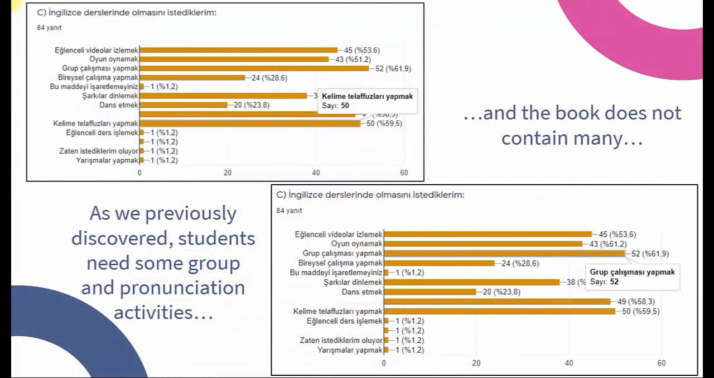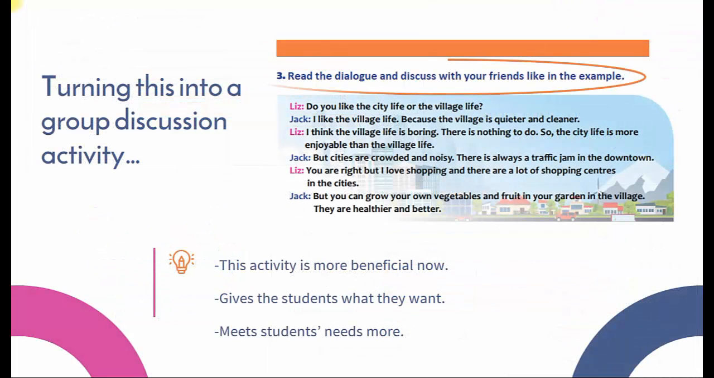We previously discovered that the majority of the students want to participate in more group activities and work on their pronunciation. Therefore, I decided to modify this activity into a group discussion. Speaking to their classmates, students will also have the opportunity to self-check and correct their pronunciation, comparing themselves with their friends. By turning this activity into a speaking activity instead, we achieved a chance to give the students what they expect from an English classroom.